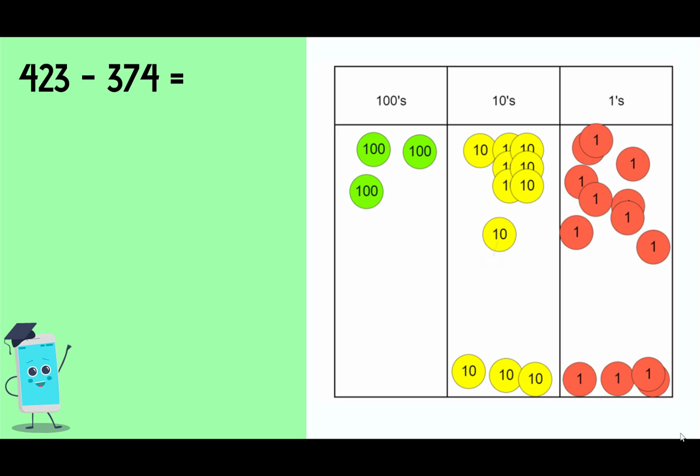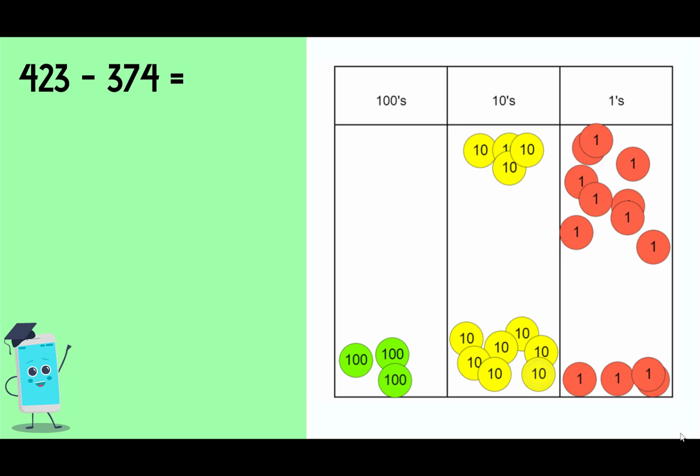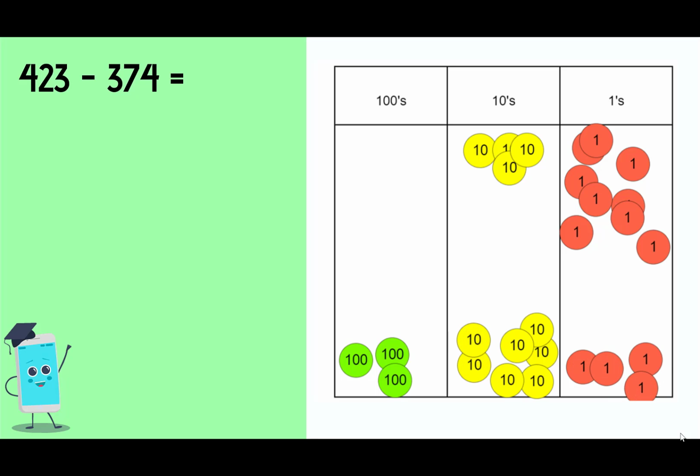1, 2, 3, 4, 5, 6, 7. And now I'm going to take my 300s away. 1, 2, 3. If I look at the bottom, let's just check. I've taken 300s, 7 tens, and 4 ones. 374 has been taken away.